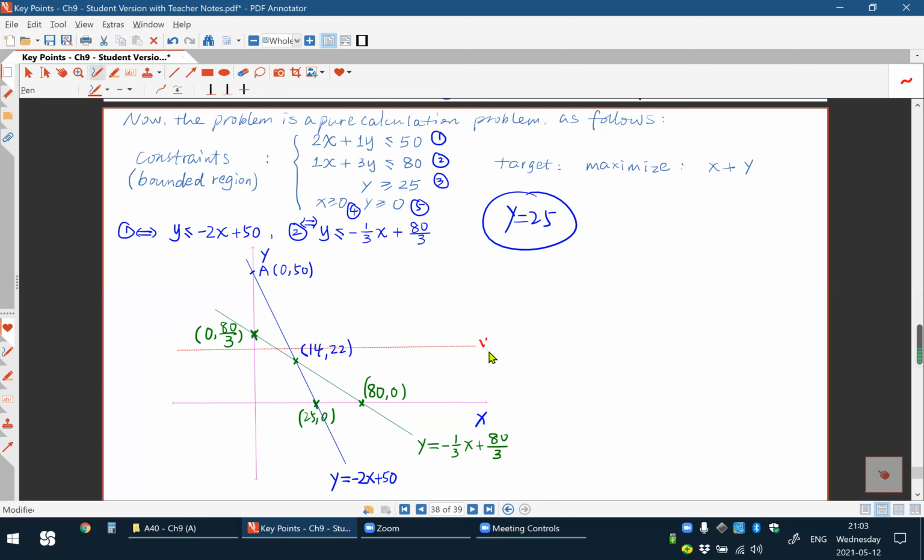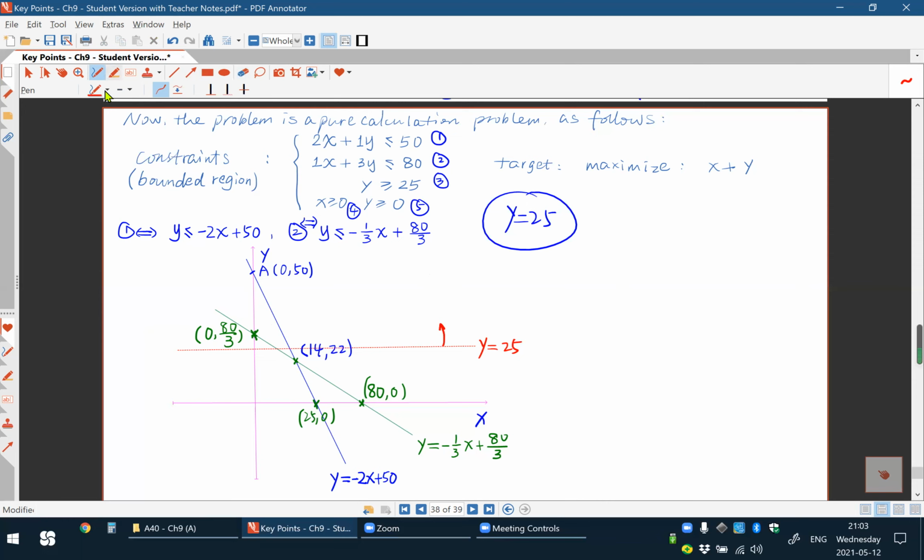Okay, this is y equals 25. So y is above or equal to 25 is all the region that is above this line, right? Okay, let's mark this using a symbol like this.